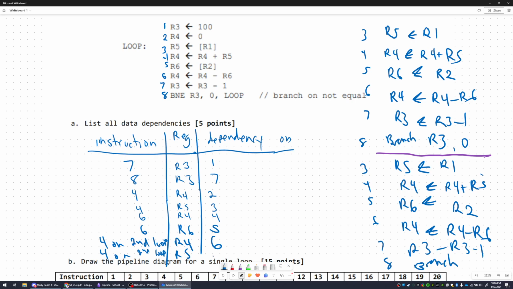R5, 3. What else is there? R2, not used. R4 is here, so don't care about that. R6 is here, don't care about that. R3, do I care? Yeah, over here, right? No, I don't, I think, right? Can something be dependent on itself? I don't actually know.